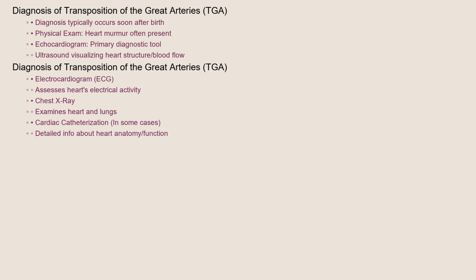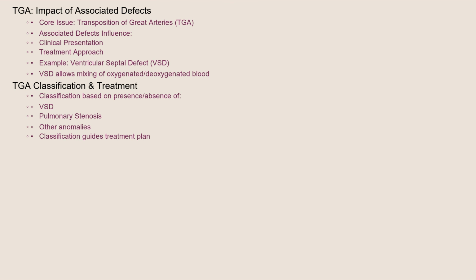Diagnosis of TGA typically occurs soon after birth based on the signs and symptoms. A physical examination will often reveal a heart murmur. The primary diagnostic tool is an echocardiogram, an ultrasound of the heart, which allows doctors to visualize the heart structure and blood flow patterns. Additional tests like an electrocardiogram (ECG) to assess the heart's electrical activity and a chest X-ray to examine the heart and lungs can also be helpful. In some cases, cardiac catheterization may be necessary to gather more detailed information about the heart's anatomy and function, while the core issue in TGA remains the same, the transposition of the great arteries.